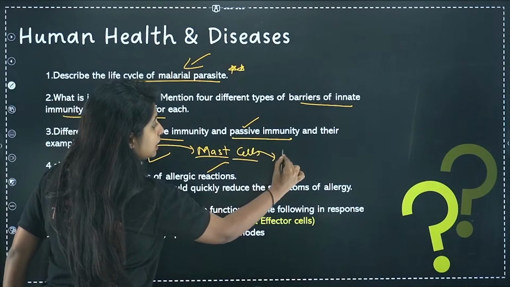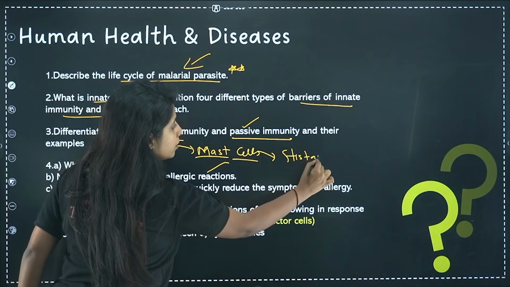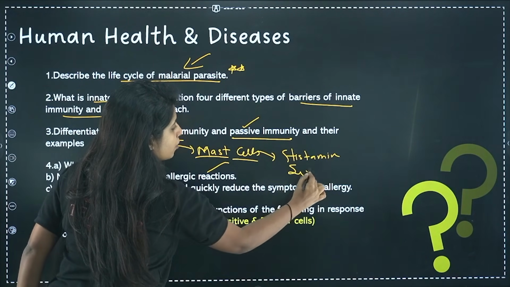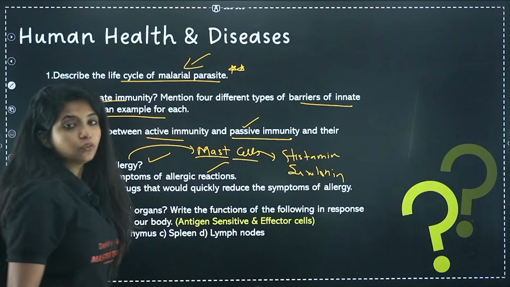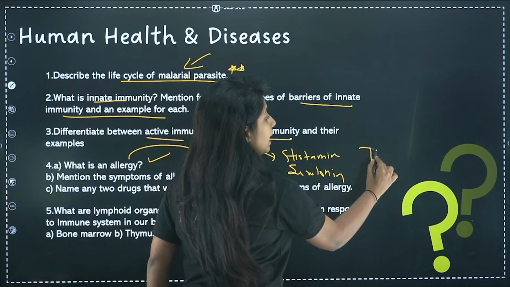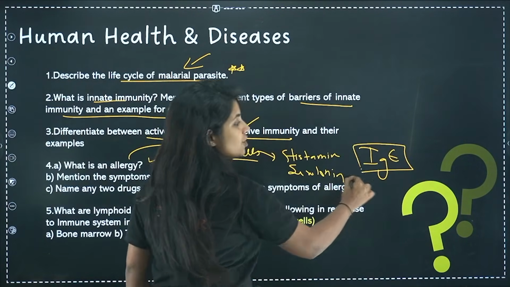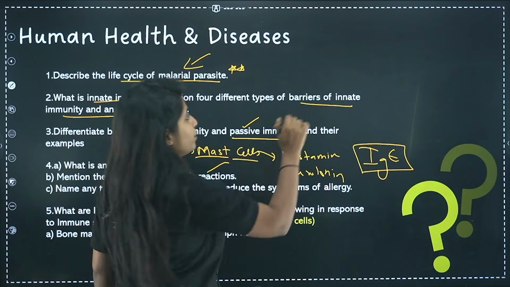Ma'am, what does mast cell secrete? It secretes histamine and serotonin. Ma'am, which antibody is involved over here? It is IgE. Allergy, IgE. Tell that always, you'll remember it.